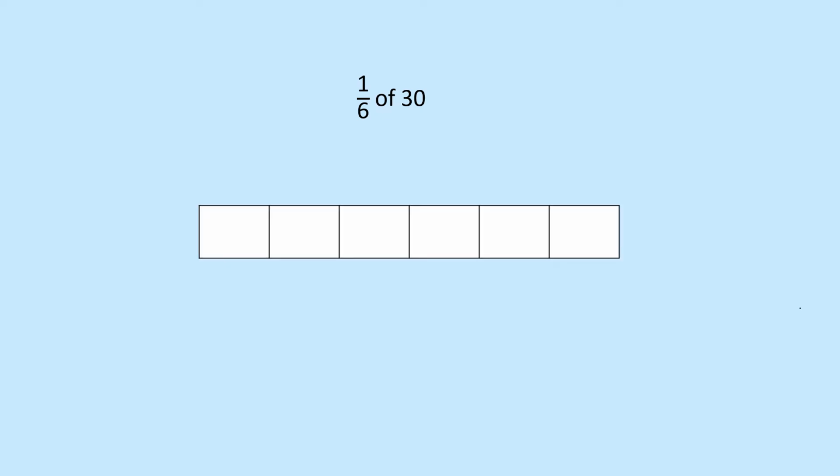Our first fraction of amount we need to find is 1/6 of 30. And how I'm going to represent 30 is through a bar model. So this bar model, the whole of it represents the number 30. I've divided it into 6 sections because in order to find one section of 30, I need to divide my number by 6 because it's split up into 6 sections.